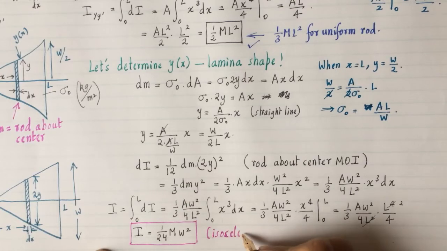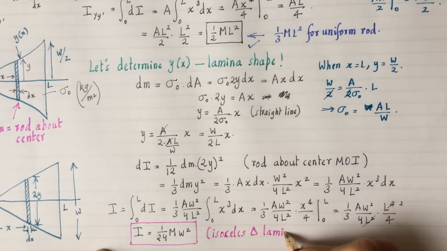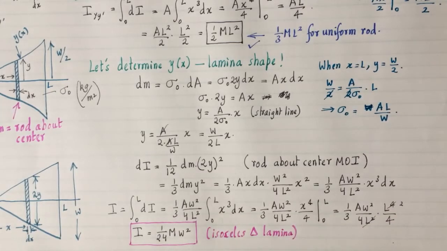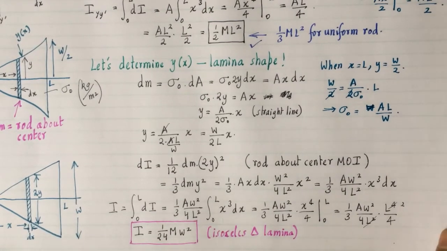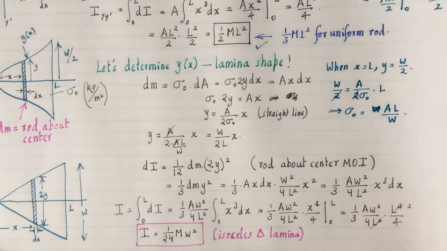Isosceles triangle laminar. It's a standard result. It happens to be 1/2 the moment of inertia of a square or a rectangle laminar. Lastly, let us figure out the 3D interpretation, uniform solid of revolution.